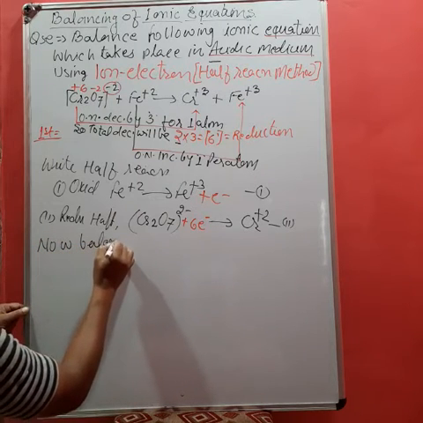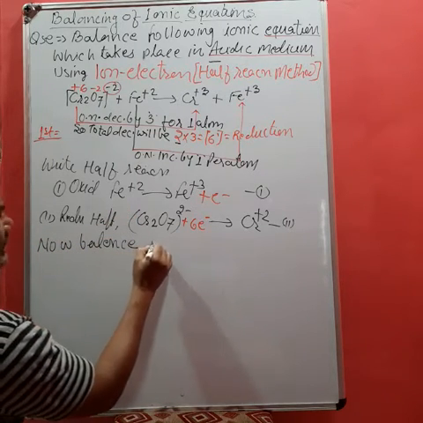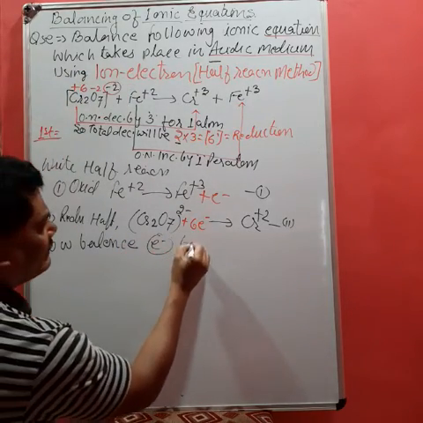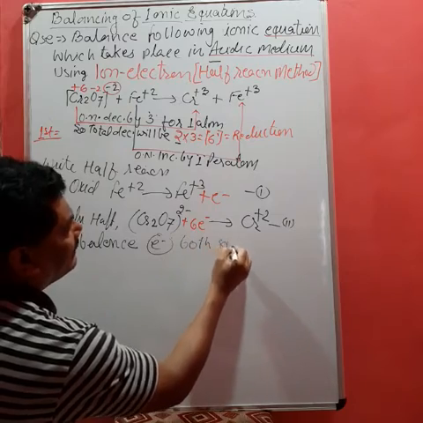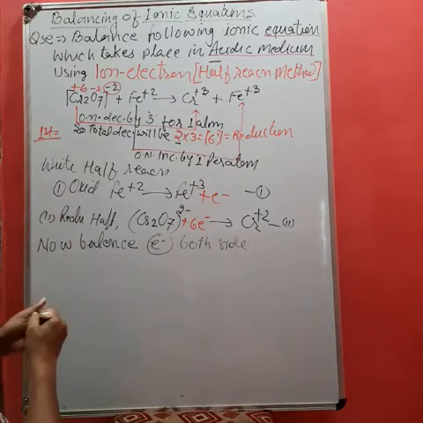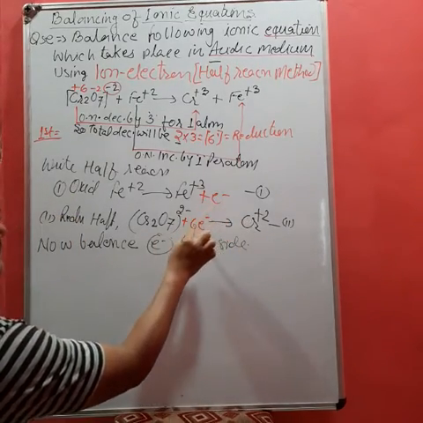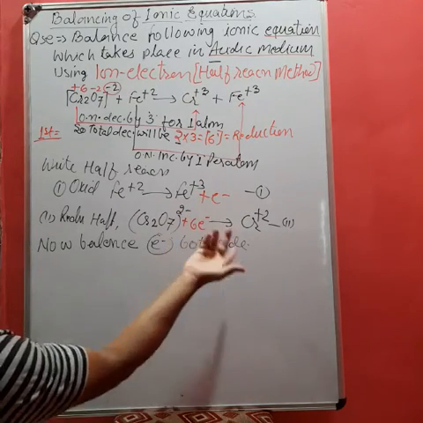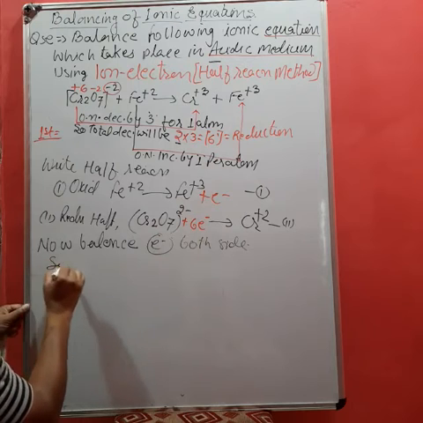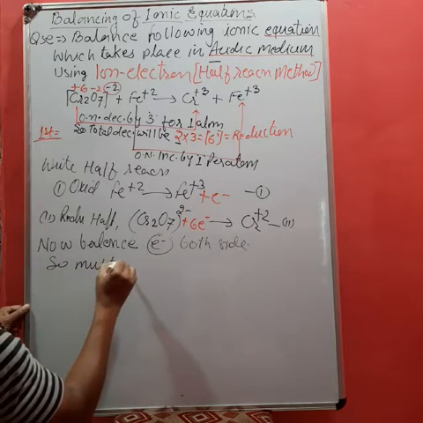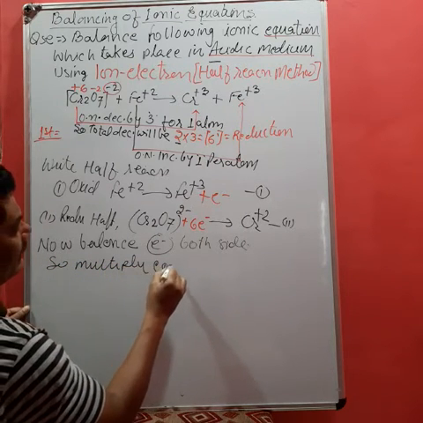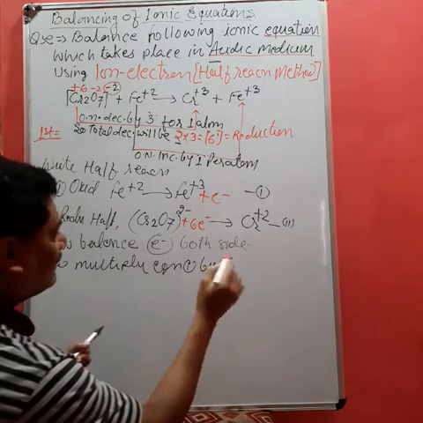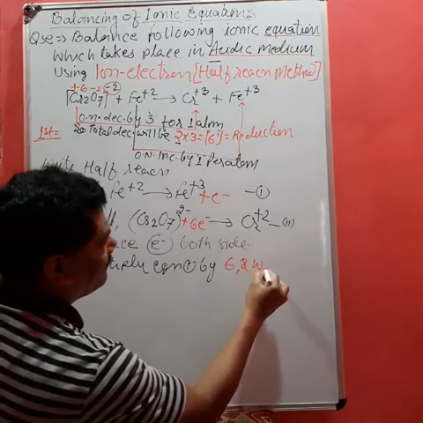Now balance the electrons, because it is the ion electron method. Balance electrons on both sides. So what to do to balance electrons? Here is 1 electron, here are 6 electrons. So it will be multiplied by 6 and the other by 1. So multiply equation 1 by 6 and rewrite.